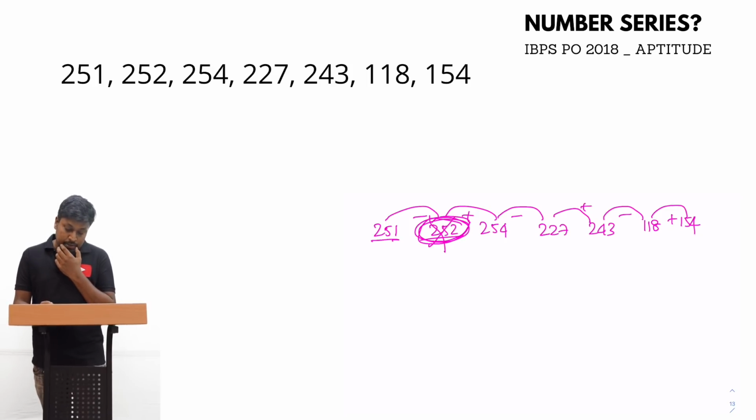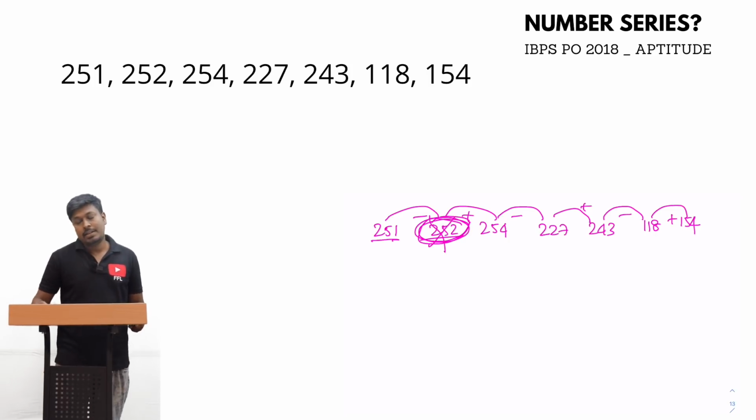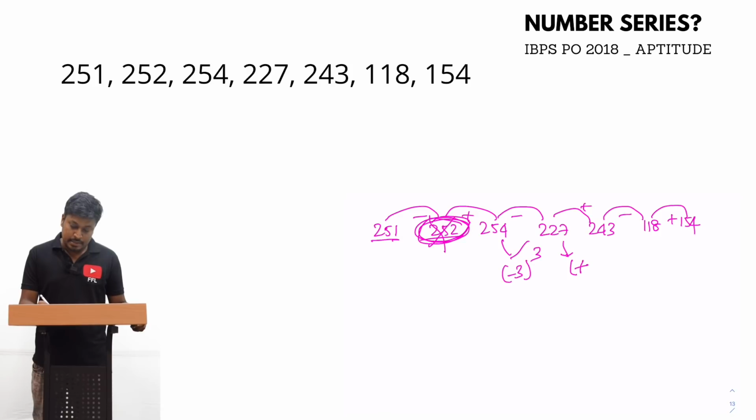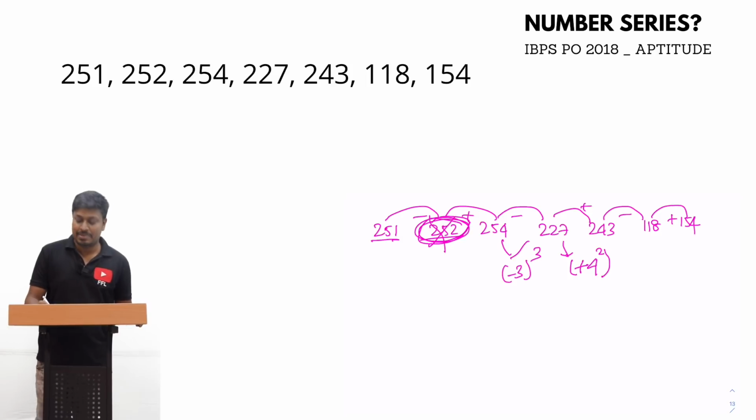251, 252. So this can be like minus 2 square, 3 cube. 3 threes are 9, 27. I think I can find this as they have done minus 3 cube. Then this must be plus 4 square. So they are going in a pattern, I think, minus 3 cube, 4 square, minus 4 cube, 5 square, etc. So when you look at this, this will be the answer, right?